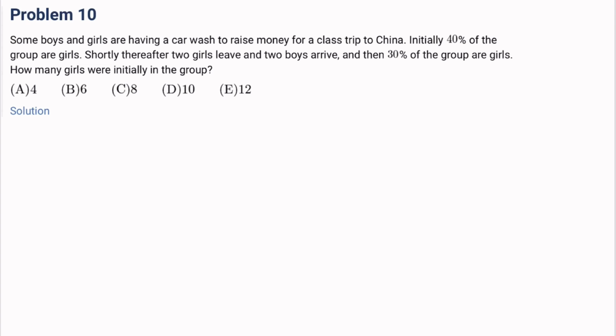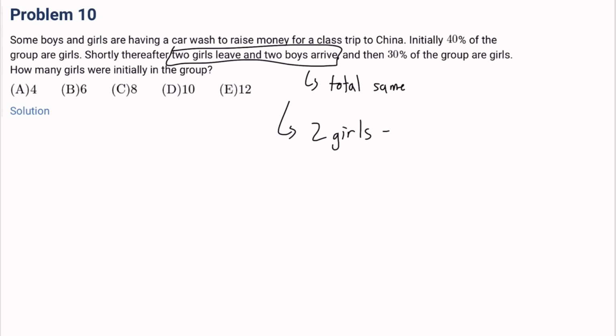Number 10, some boys and girls were having a car wash to raise money for a class trip to China. Initially, 40% of the group are girls. Shortly thereafter, 2 girls leave and 2 boys arrive, and then 30% of the group are girls. How many girls were initially in the group? Since 2 girls left and 2 boys came, that means the total number of people is the same, right? And then we have 2 girls leave, right? So that means the 2 girls who left is equal to the percentage that decreased, which is 10%, which is 40 minus 30. So that's 10% of the group.